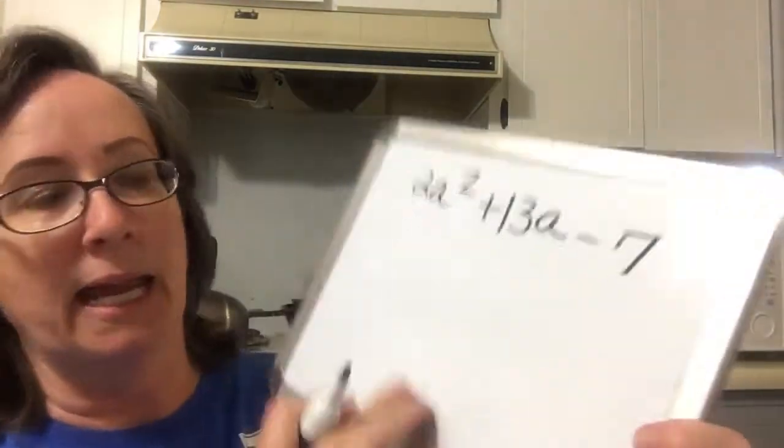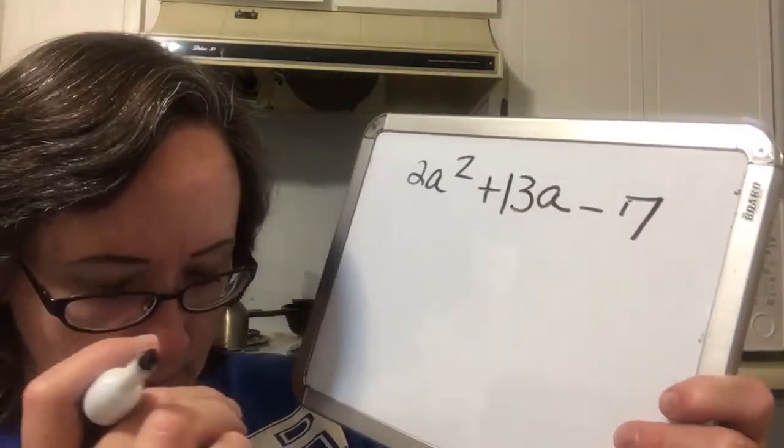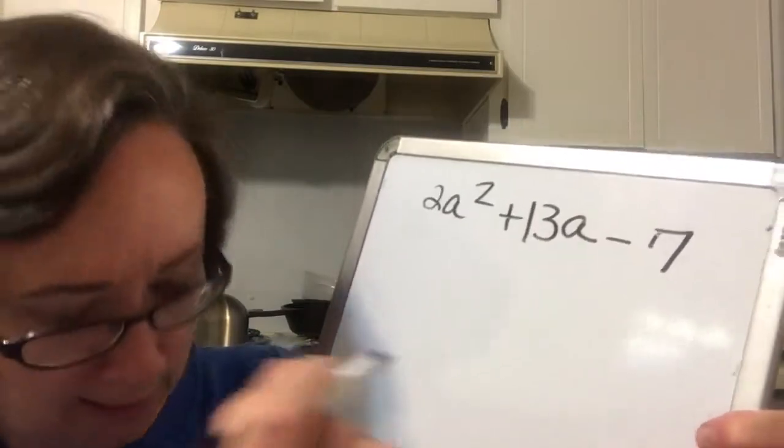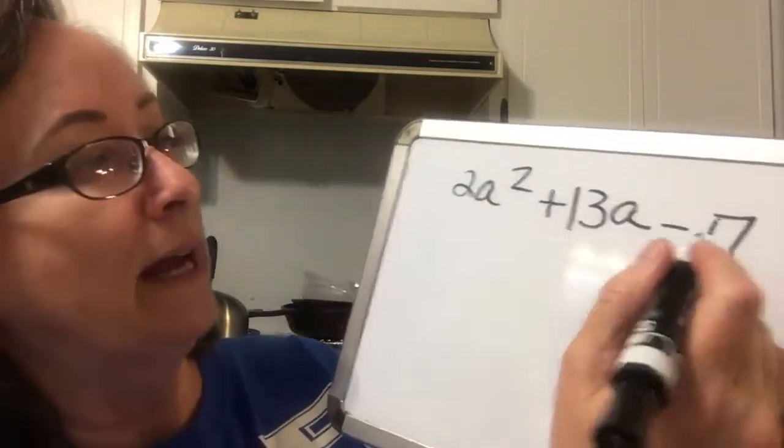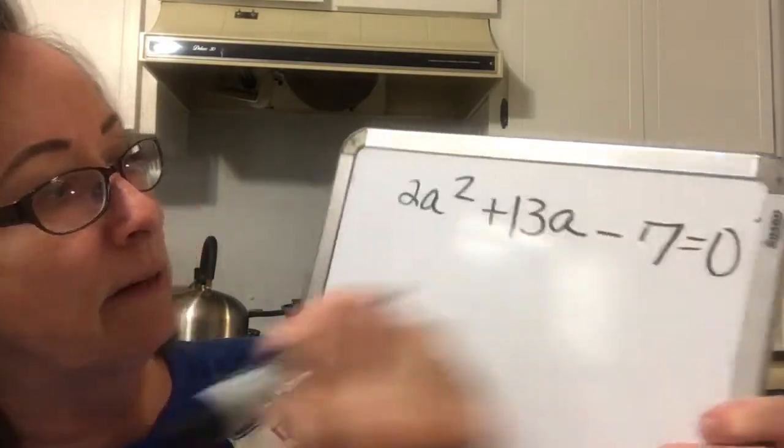Okay, so we're going to have 2a squared plus 3a minus 13a. That is a 13a, not a 3a. 13a minus 7, because that was an 8 and a 5. Okay, positive 8a, a positive 5a. All right, so now when I factor, that's equal to 0.